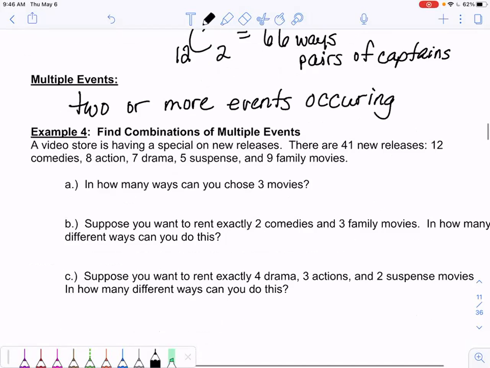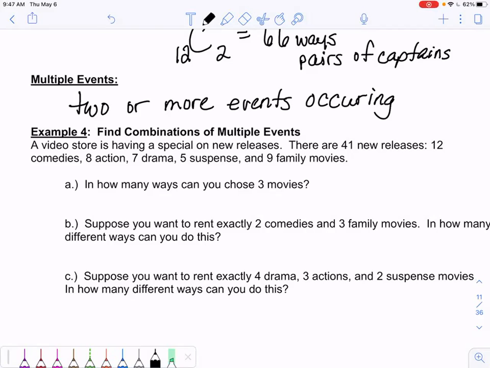There are 3 more examples that we are going to do. And we're going to look at the combination of these multiple events. So we have some new releases coming out. There are 41 new releases, 41 total. 12 of them are comedies, 8 are action, 7 are drama, 5 are suspense, and then there's 9 family movies.